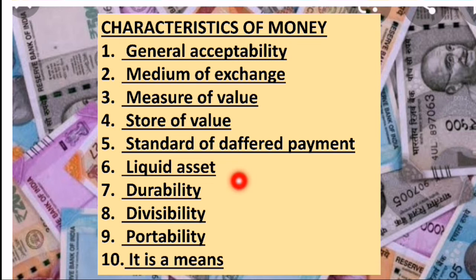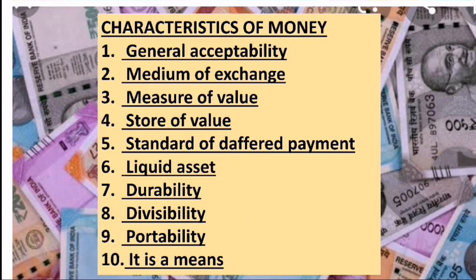So it is divisible. There is divisibility, right? Then it has portability. You can carry it from one place to another very easily, while the cow was difficult to transport and to store. Wasn't that right? That was in the barter system. But here, currency can be easily put in our pocket.